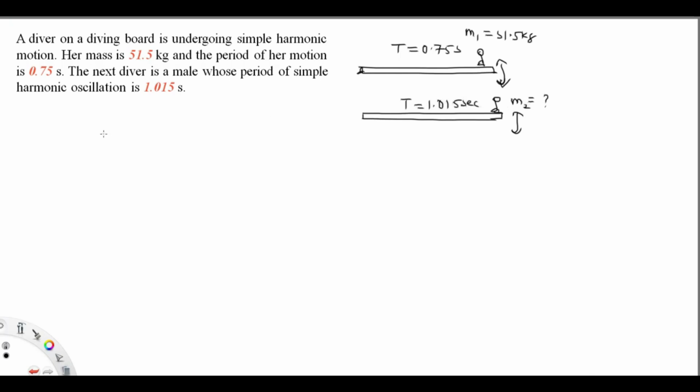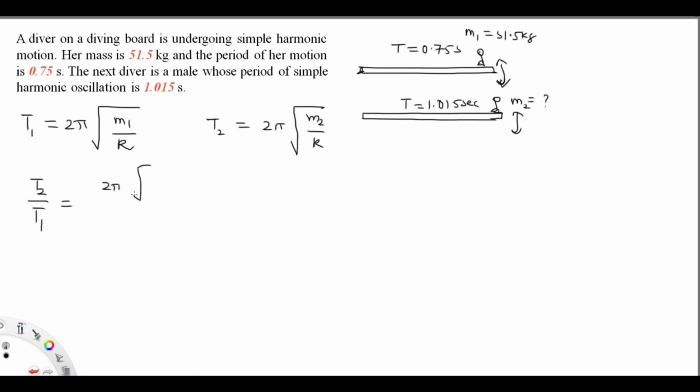It's exactly the same kind of problem like we did in the previous one. So T1 is 2 pi square root of m1 over k, and T2 is 2 pi square root of m2 over k. So divide equation 2 by equation 1. So T2 over T1 is equal to 2 pi square root of m2 over k, over 2 pi square root of m1 over k. Okay, so square both sides.